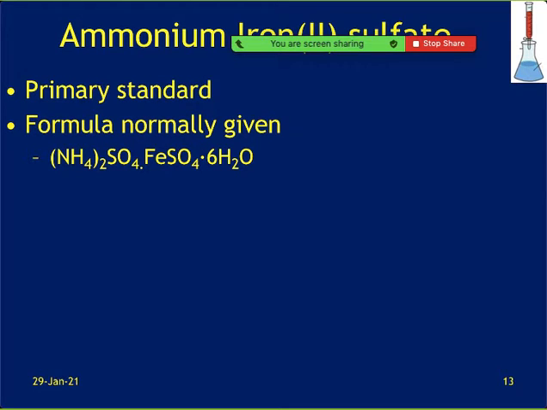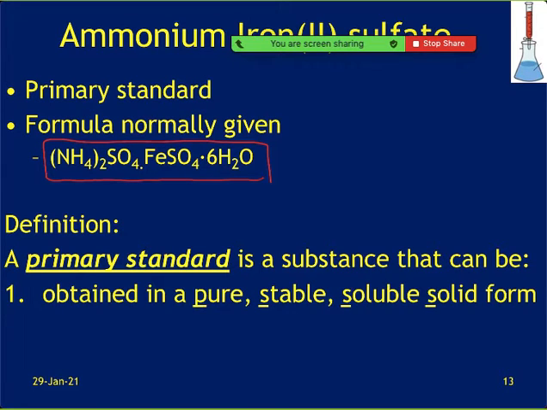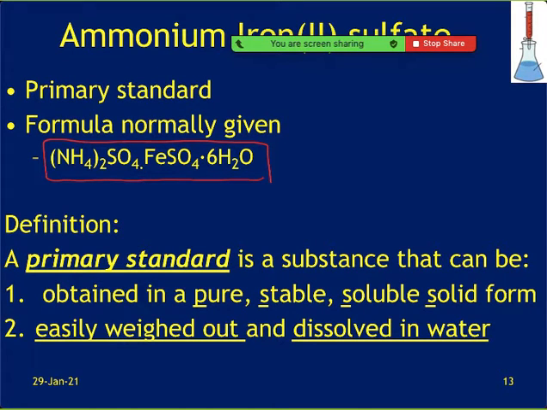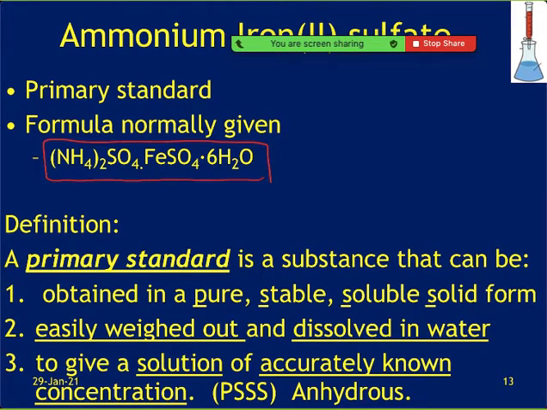At this point, I'm going to remind you that in the body of a question, if they want you to calculate the molar mass of something, this would be in bold. This is a huge number compared to things we've done, and in a minute, you're going to have to be able to calculate it. So your primary standard definition, we've already done it: pure, stable, soluble solid, weighed out, dissolved in water, solution of accurately known concentration, and anhydrous.